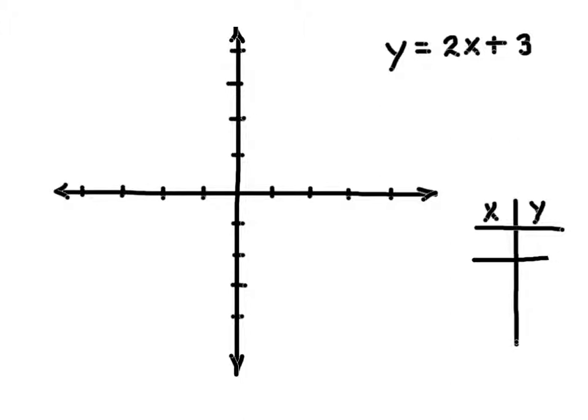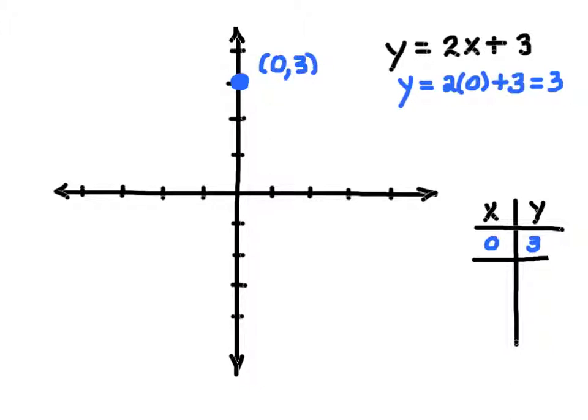So let's find the value of y when x is 0. We'll use blue. When x is 0, y is equal to 2 times 0 plus 3. 2 times 0 is 0, 0 plus 3 is 3. So this point is the point 0, 3. So when x is 0, y is 1, 2, 3. That puts us right here. This is the point when x is 0, y is 3.